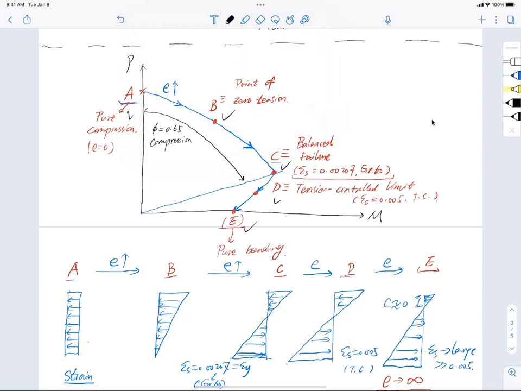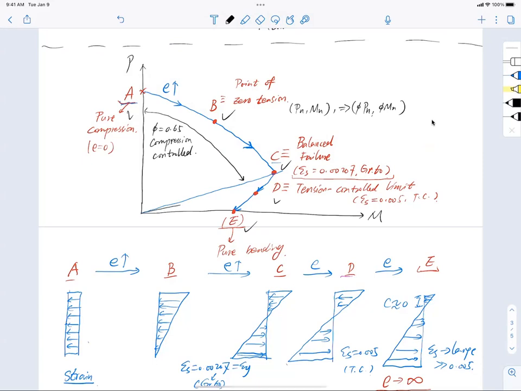This is very important. After you do an analysis and get the Pn and Mn, you need to compute phi Pn and phi Mn, and phi is dependent on the strain state. For the state between A and C, that is called compression controlled, so phi equals 0.65. Now after C, you reach the balanced failure, meaning the steel has yielded.